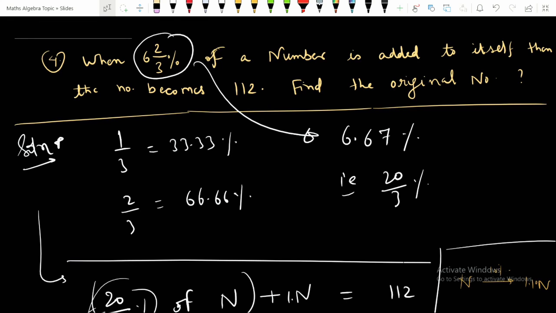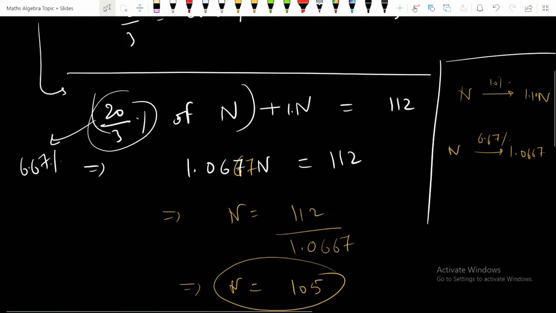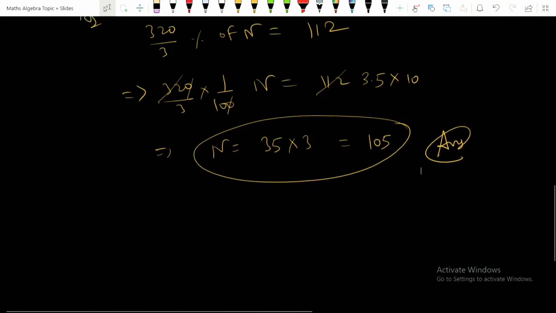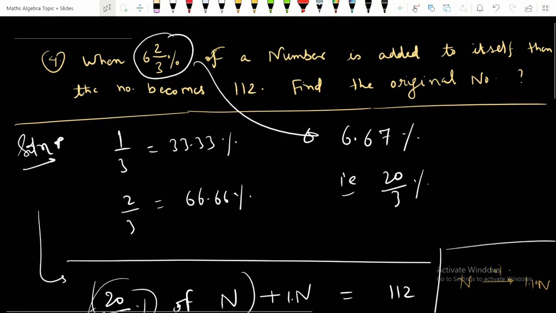Otherwise you are taking more than 10 minutes to solve one question. I'm just telling the way, the basic fundamental concept. What is the meaning of this thing? 20 by 3 percentage of n, we have to add. Here it is 1. You have to just see the concept of what I am doing. Anyway, we can solve in 10 seconds also. No problem.